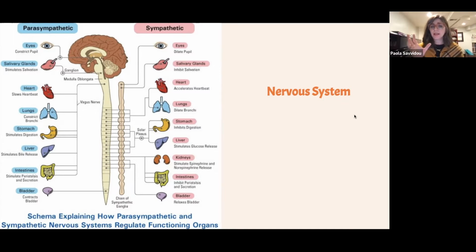So pupils are dilated so we can take in more of our environment visually. The heart pumps faster to distribute blood to the large muscles. Digestion, reproduction, growth processes are all inhibited when the body's stress reaction is activated. So what we want to do is activate the parasympathetic nervous system, which is responsible for calming the body down and stimulating that relaxation response.